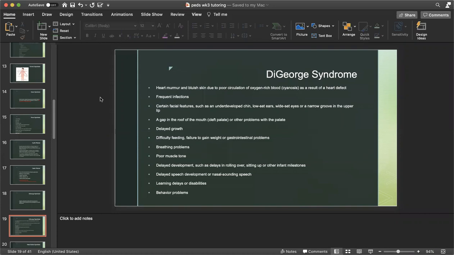breathing problems, poor muscle tone, delayed development such as delays in rolling over, sitting up, or other infant milestones, delayed speech development or nasal sounding speech, learning delays or disabilities, and behavior problems.